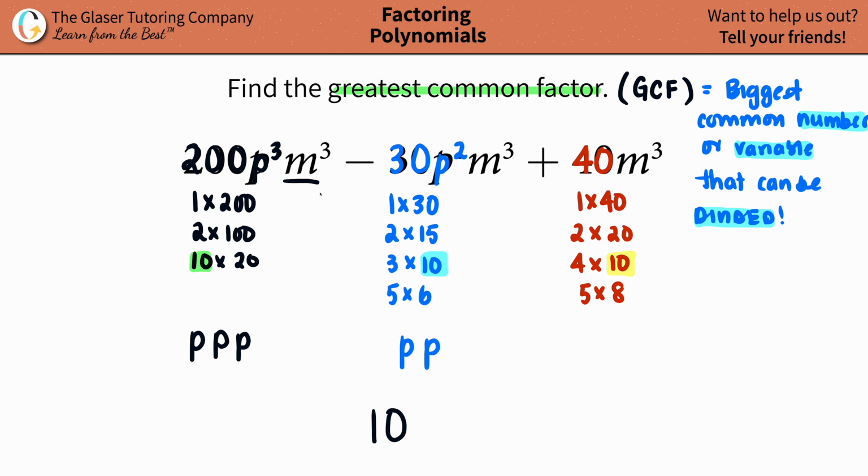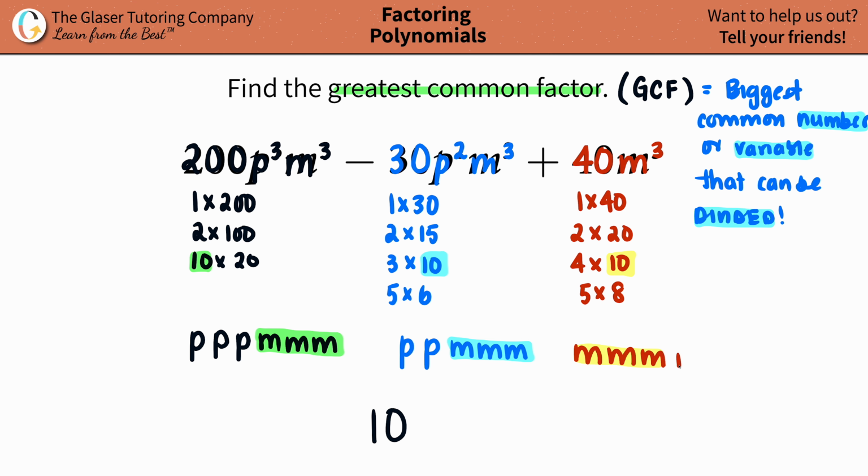The m's, right? 200p cubed m cubed. How many m's you got? Yeah, you have 3 m's. M, M, M. For 30p squared m cubed, how many m's you have? You have 3. 1, 2, and 3. For 40m cubed, how many m's you have? That's right, you have 3 m's. What's the greatest number of m's that you have in common between them? Did you say 3? You are correct. So if you're picking the 3, that means that you have to have 3 for the other ones. And you do. You have 3 m's here, and you have 3 m's here.